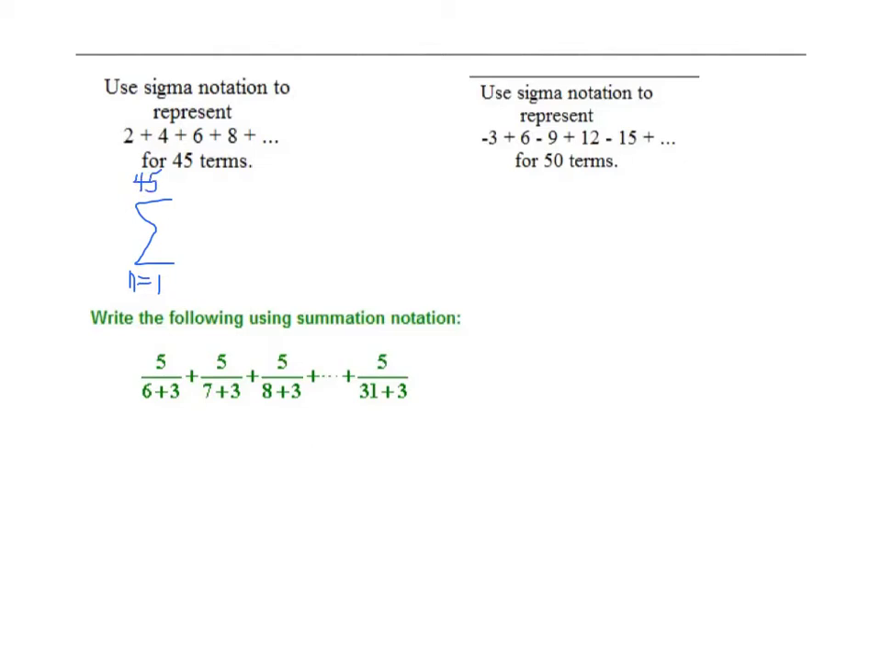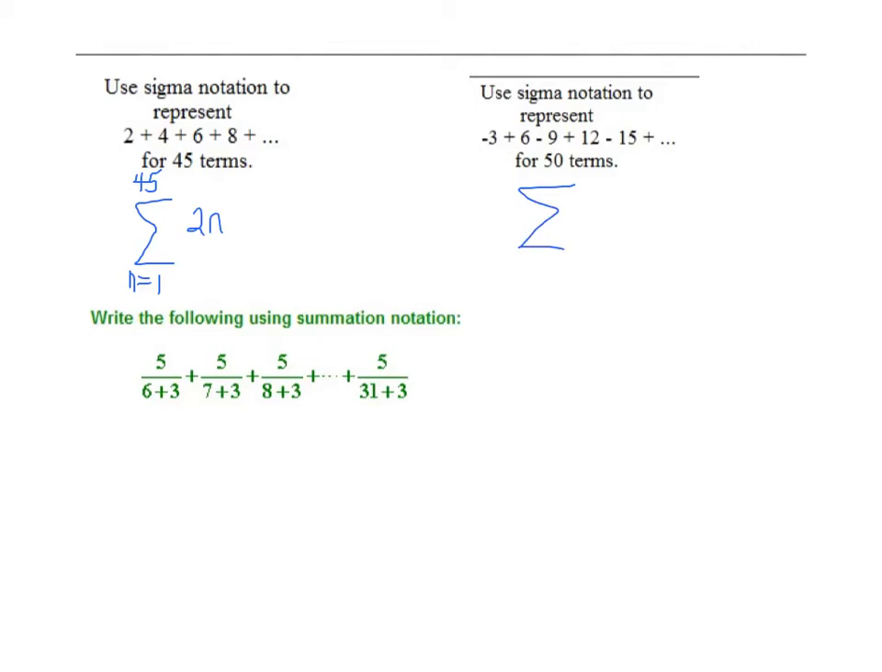So if n is 1, to get a 2, I would do 2 times n. Now you want to always check, because it's possible that that isn't going to actually get you the first term, and you have to do a little bit of extra. So if n is 1, I have 2, if n is 2, I have 4, if n is 3, I have 6, and that looks like that works. So that's my rule. For this one, it's real similar, right?